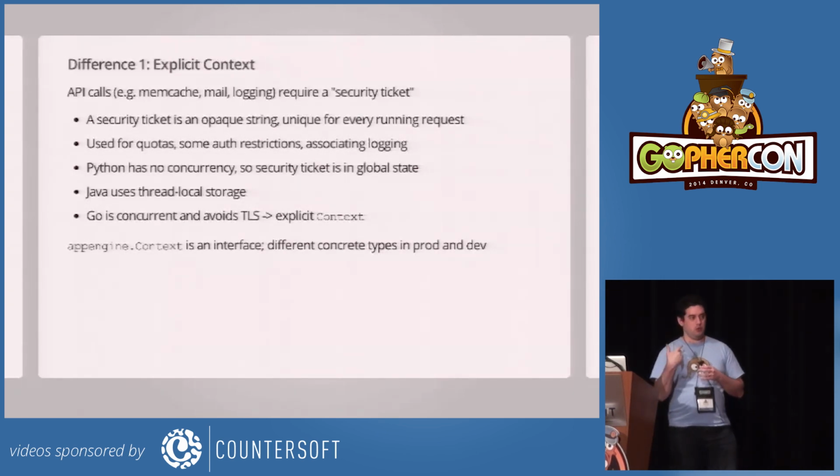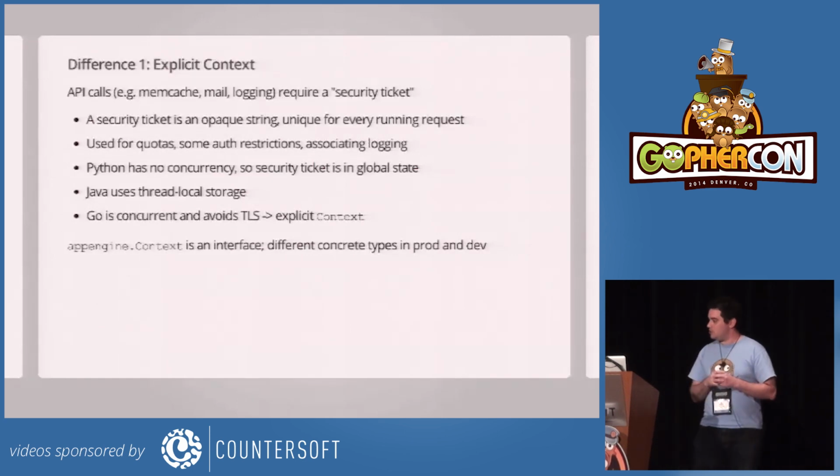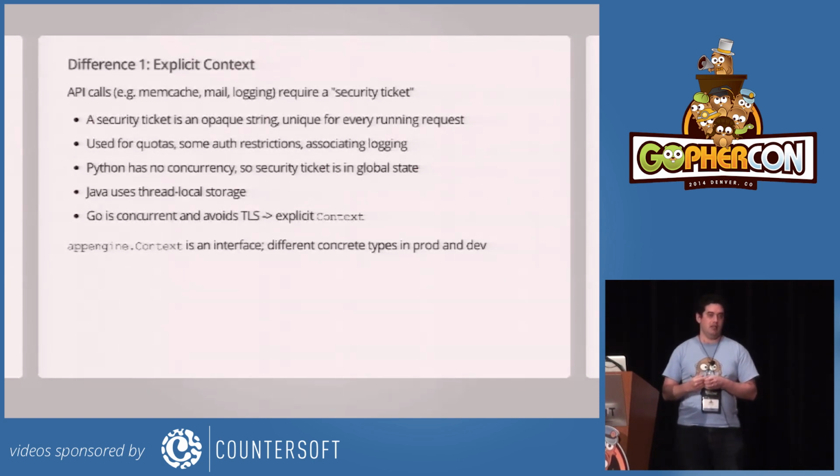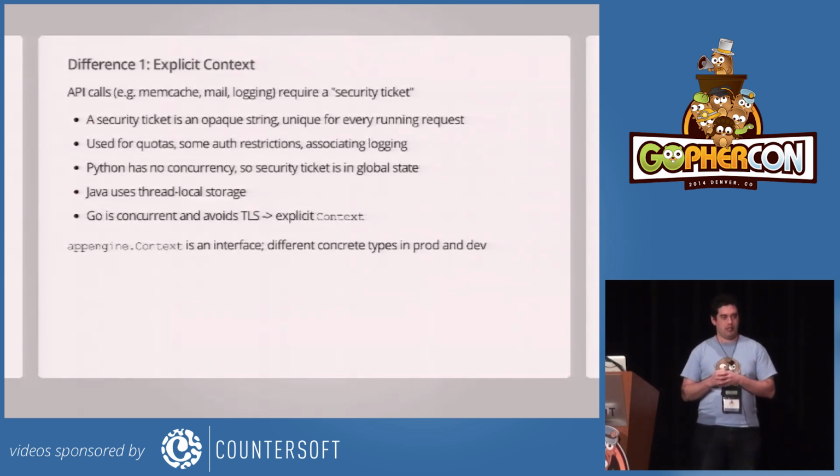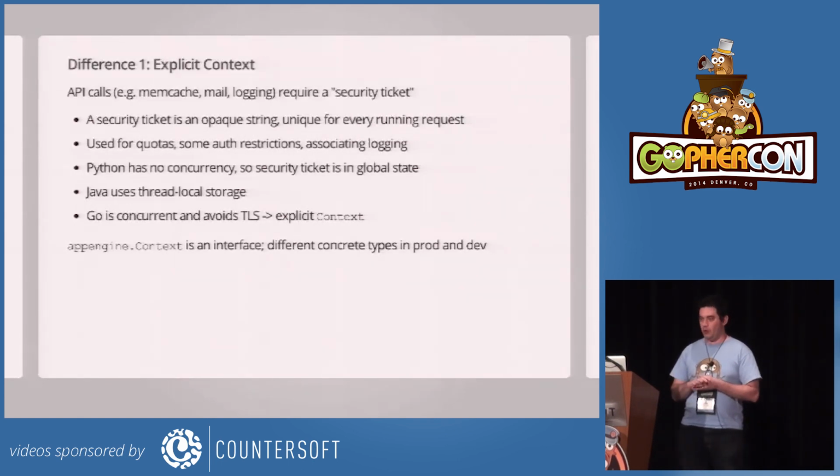So API calls need to ship along a security ticket, which is a fancy name for an opaque string, or roughly a nonce, for every running request. As a request comes into an app, the app server assigns it a unique randomly generated string and passes it on to the app. And then it expects the app, for every API call it makes to the app server, to tell it what that ticket was to authenticate it. I mentioned this is used for quotas.